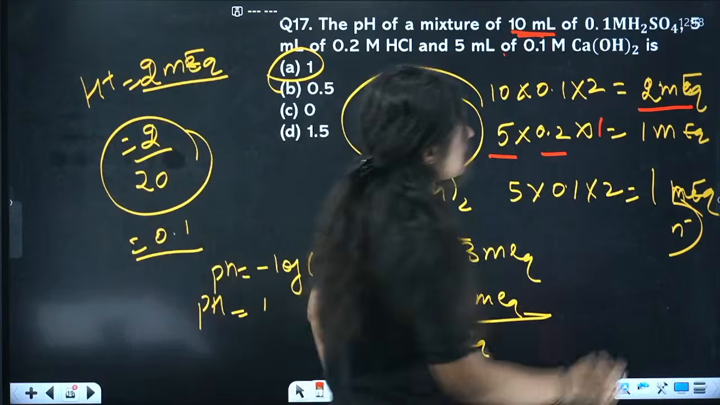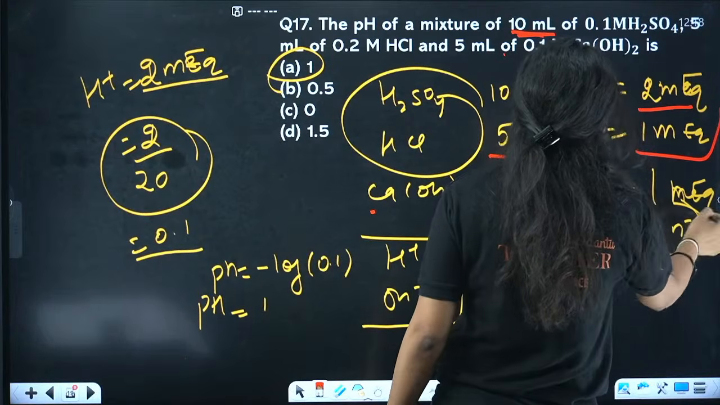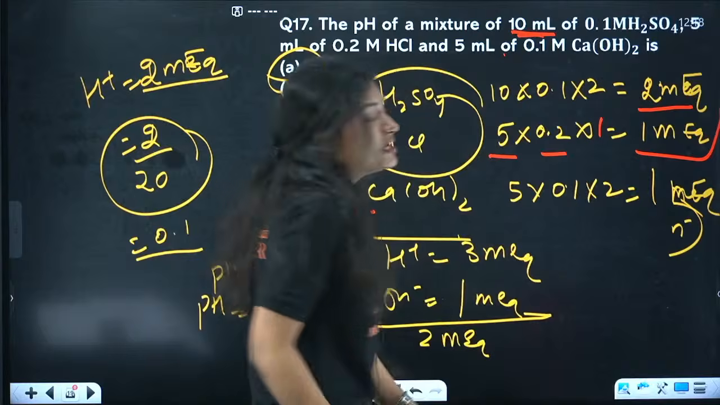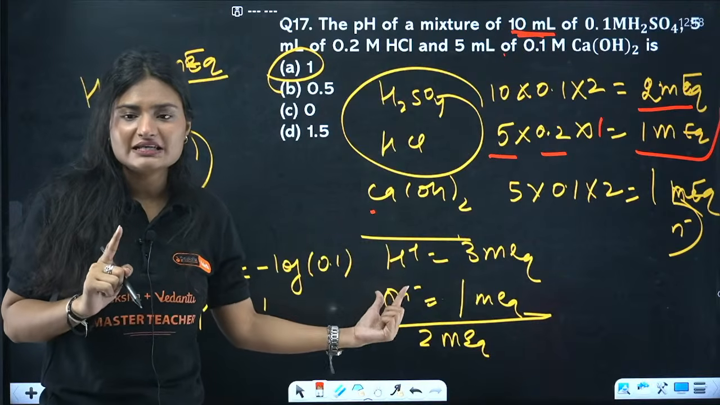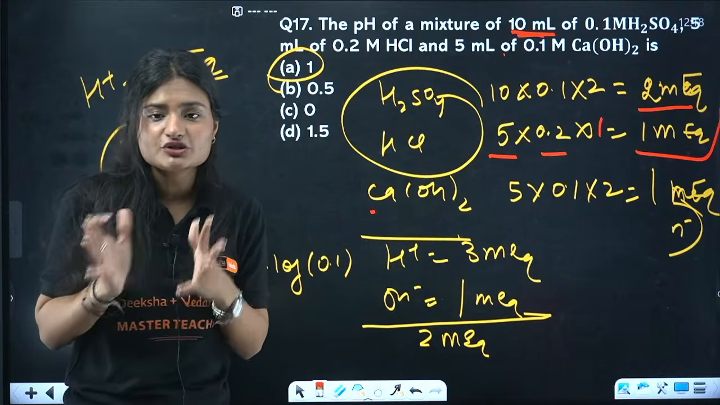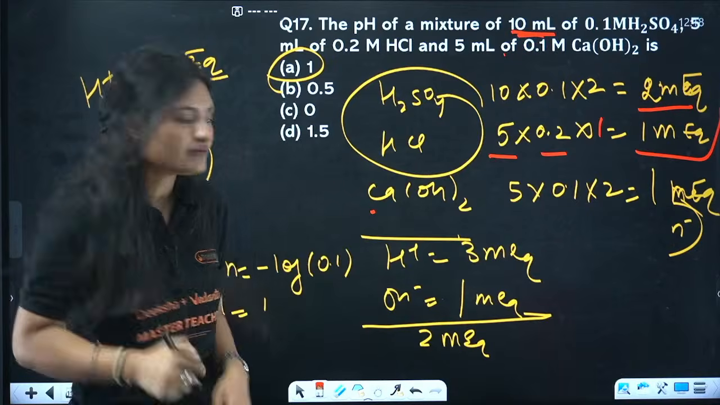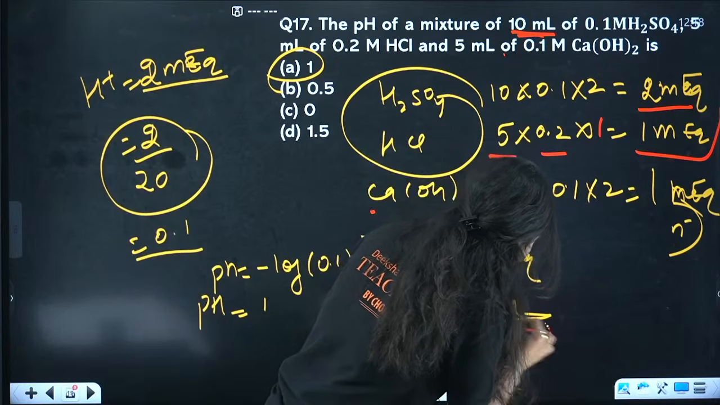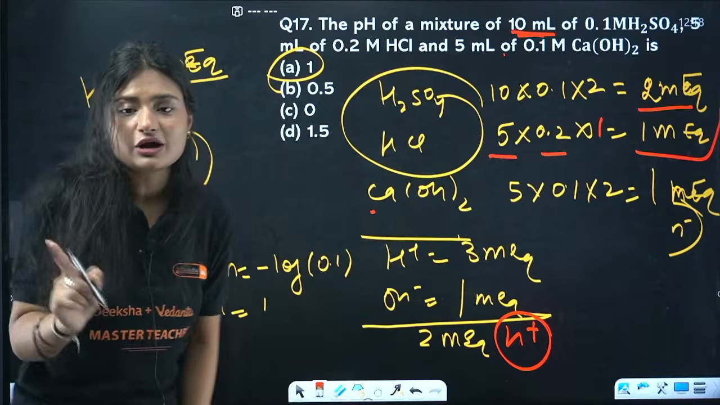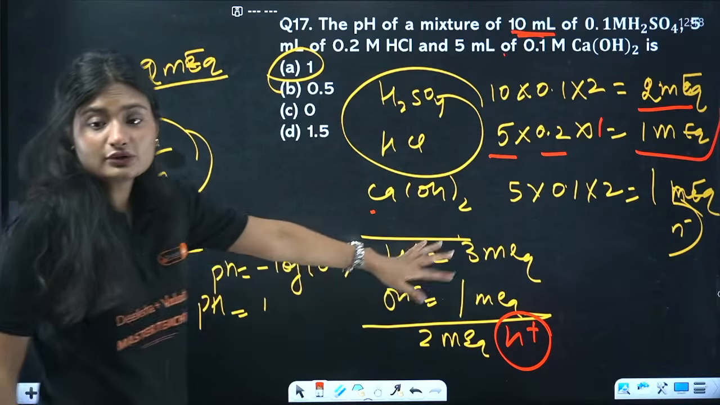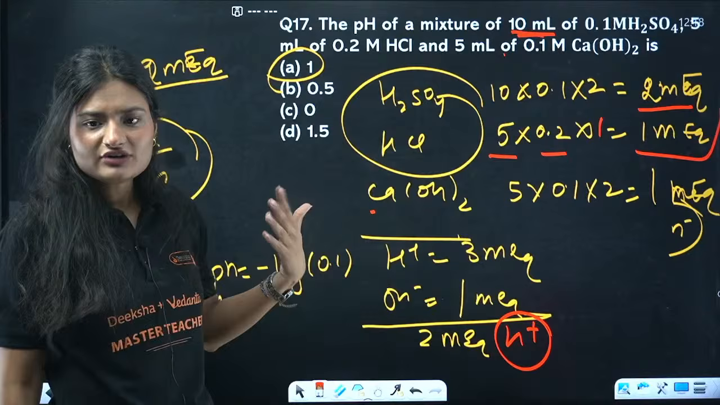So now we see we have 3 milliequivalents of acid and 1 milliequivalent of base. After neutralization we will be left with 2 milliequivalents of acid. Now how do you calculate the volume? How do you calculate the concentration? Because in the end we are asked the pH, right?